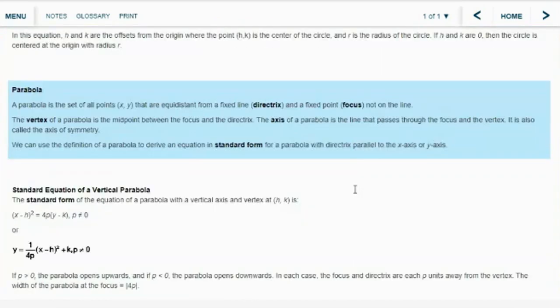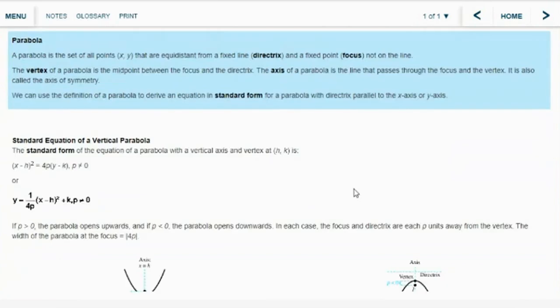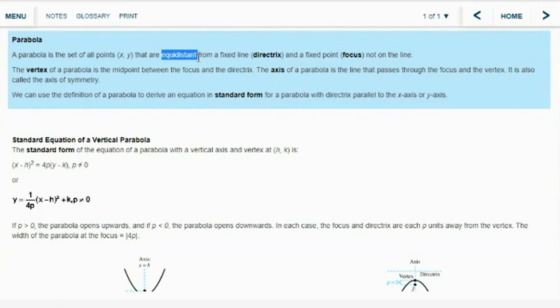So let's talk about a parabola. We know a parabola is made by a quadratic equation, but we can have a definition for a parabola as well. It's the set of all points that are the same distance, equidistant, from a fixed line and a fixed point that is not on that line. It's like, what are you talking about? Well, I'll show you that in just a moment.